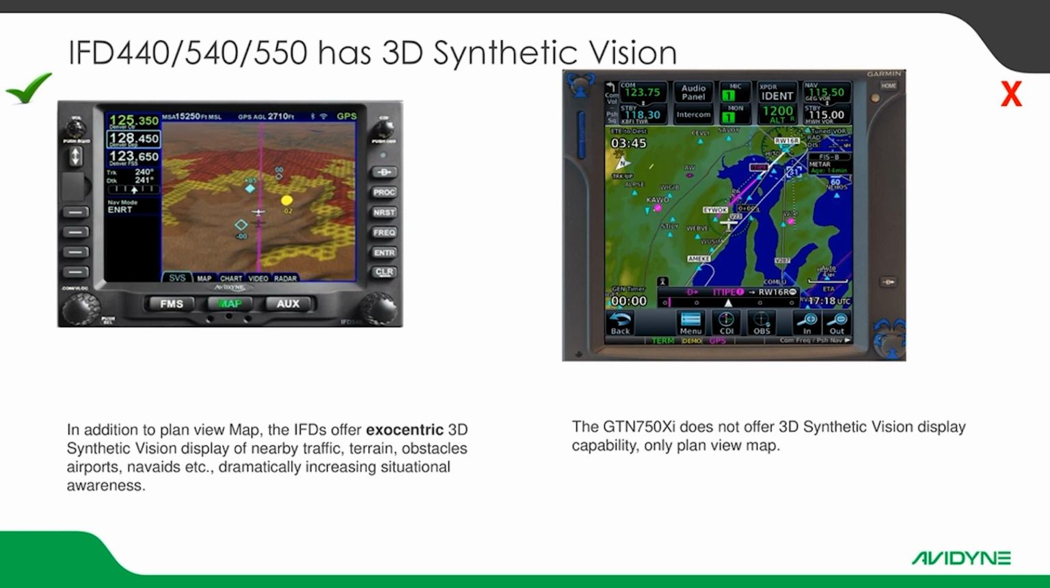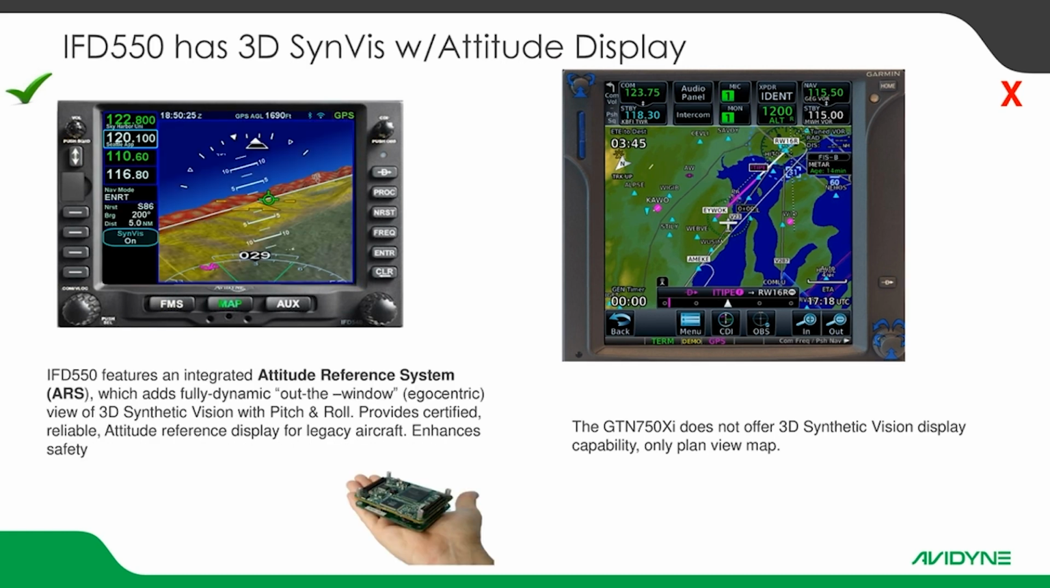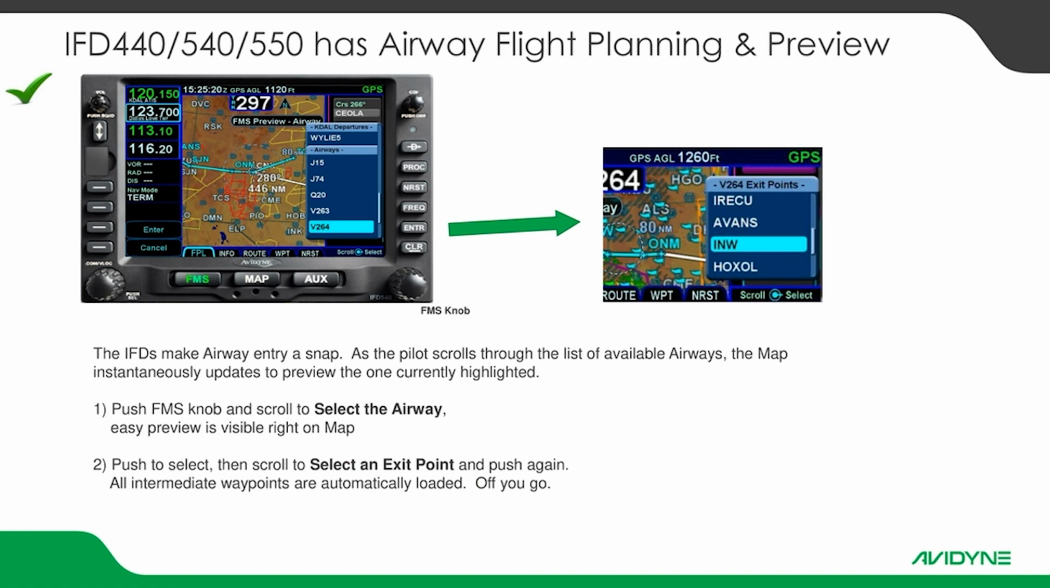With the 550, we have a built-in AHRS for attitude, so now we can do the egocentric attitude display. And let's see, what do we got? Airway flight planning. You saw how that worked. It's straightforward, pretty much 2 steps. You select an airway, you select the exit point, and in the meantime, you get an active preview of each of those. Before you select it, you actually get a preview. As you move through the list, you get a real-time preview.